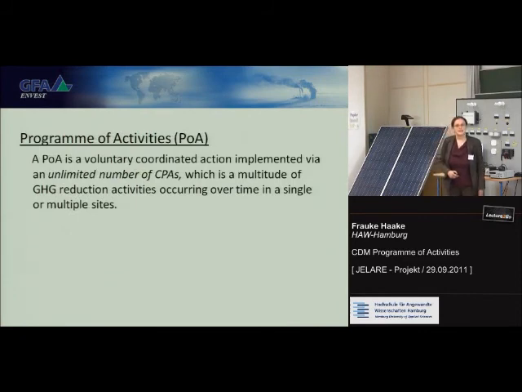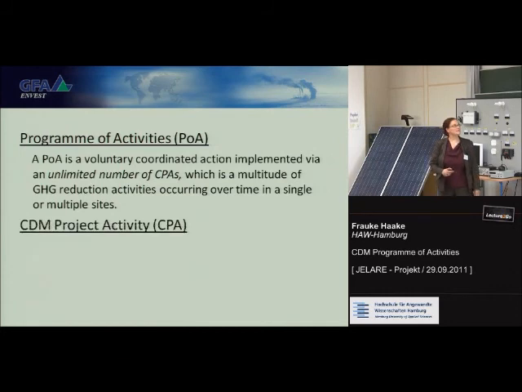So basically, as I said, the program of activities, that's a definition from the UN. It's a voluntary coordinated action implemented by an unlimited number of CPAs, which are the CDM program project activities. So which means there is no limit. You can have a program of activities with 100 sub-projects, or you can have a program of activities with just 2 sub-projects. And the CDM project activity is the actual activity you undertake under a POA.